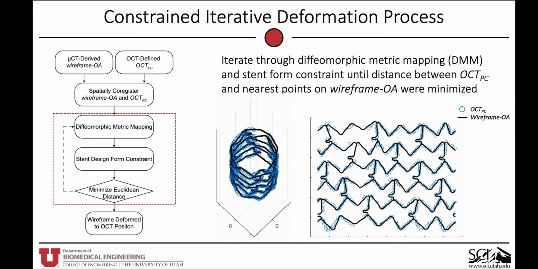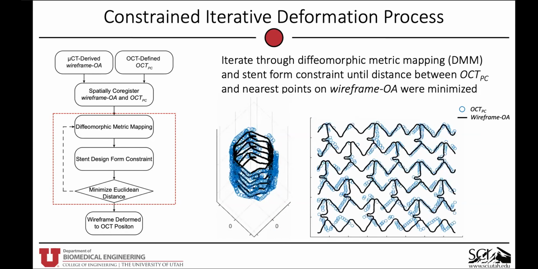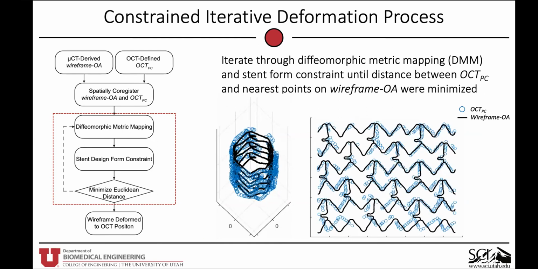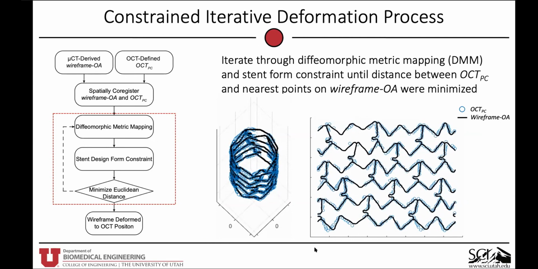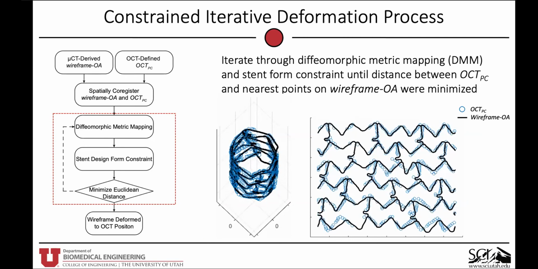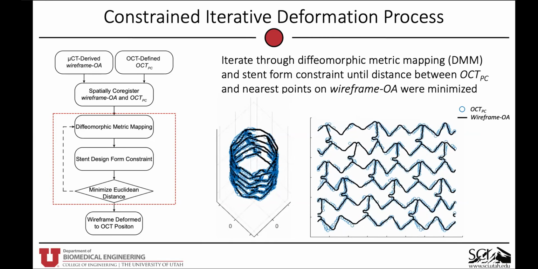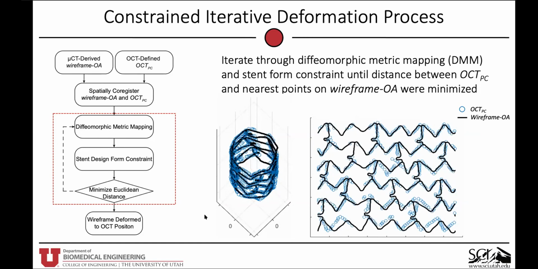The OCT point cloud is the blue open circles, with that wireframe in black there, and you can see the wireframe jiggling and moving around until it really nicely matches up with that OCT point cloud. This is opened up, where you're looking at Z versus theta, and this allows you to understand the expansion in the radial direction of that OpenAir stent to match that wireframe.